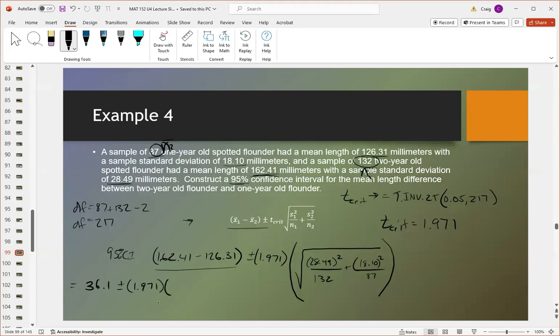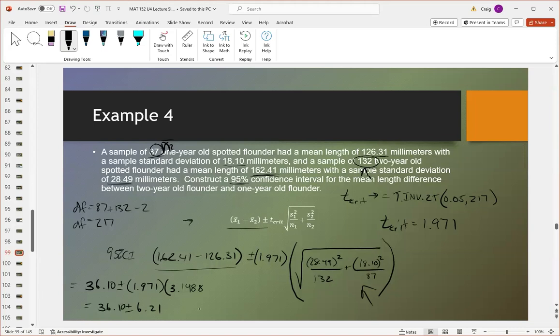1.971 times, now we've got to find this thing here. Remember, just to be careful, in your calculator, you want to square 28.49 squared divided by 132 and so on. And if you work all this out, you should get 3.1488. And so that'll give us a confidence interval of 36.1 plus or minus 6.21.